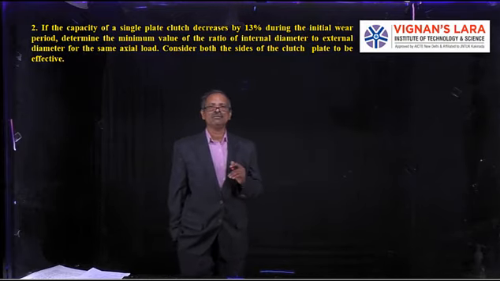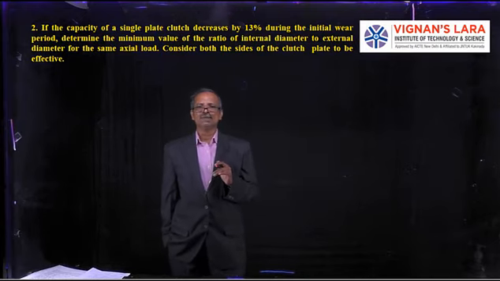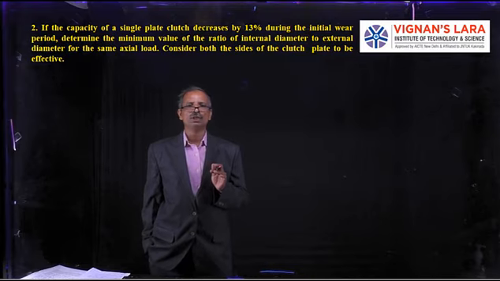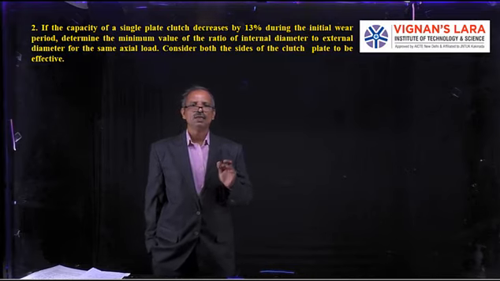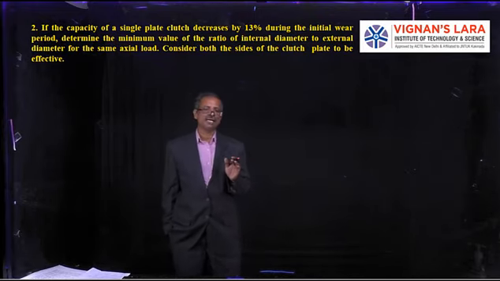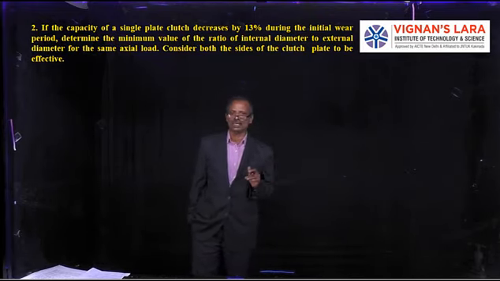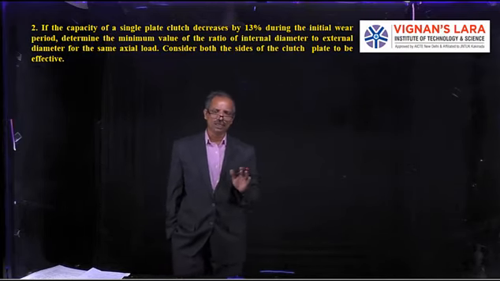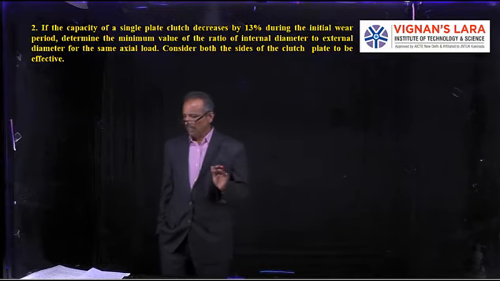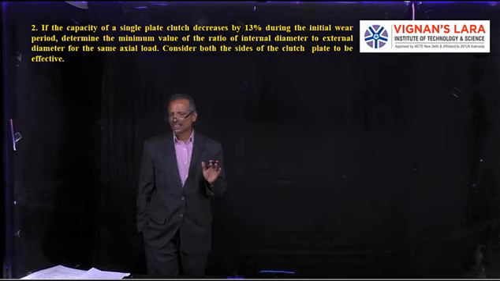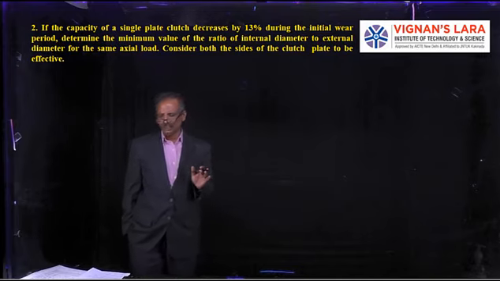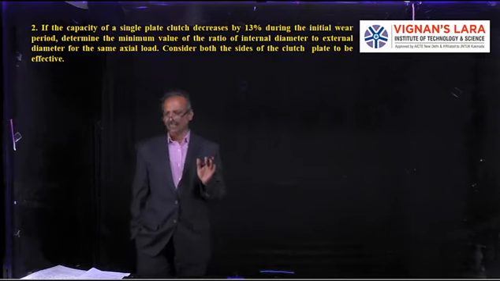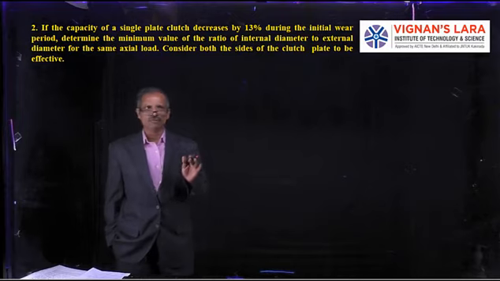As you see, it is given that the capacity of the clutch decreases by 13% during the initial wear. What I mean to say is, initially, at the very beginning, the clutch will deliver more power because there is no wear and everything is very good. And in the subsequent period, because of wear and tear, some amount of power is going to be lost, isn't it? So that is what is given here.